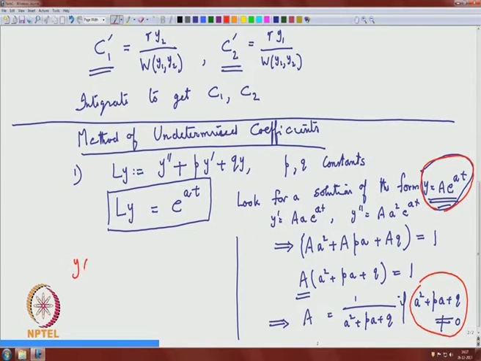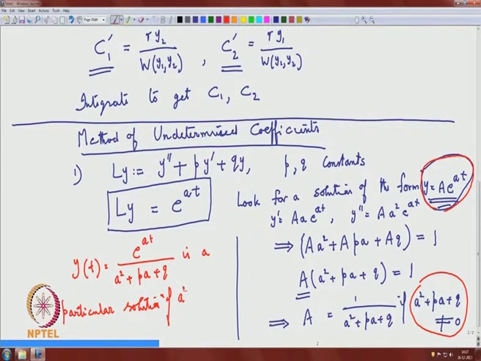So, that gives a solution. y of t equal to e power a t by a square plus p a plus q is a particular solution. We are looking for particular solutions if a square plus p a plus q is not equal to 0.